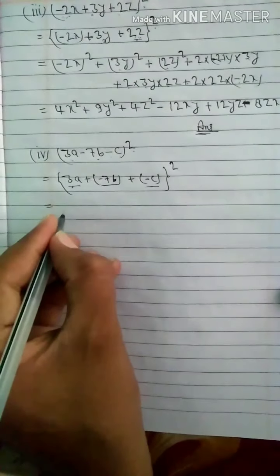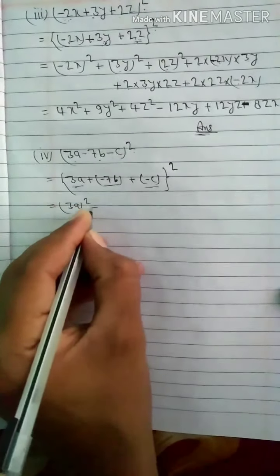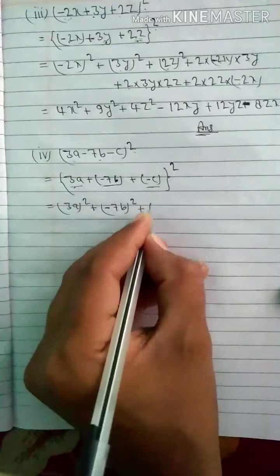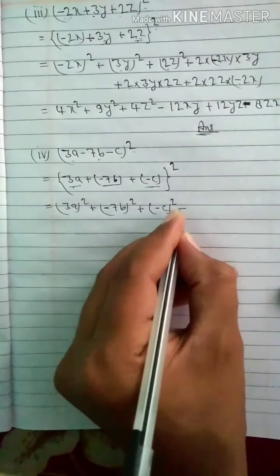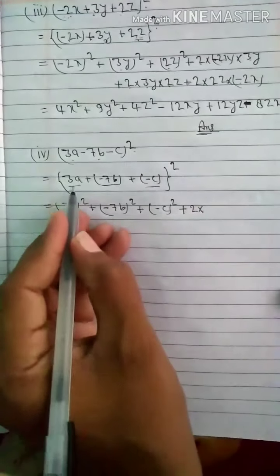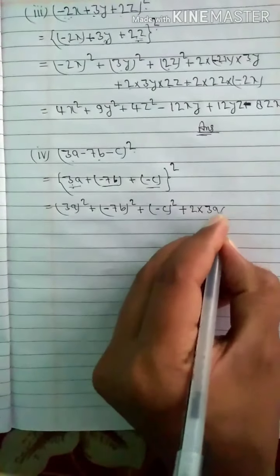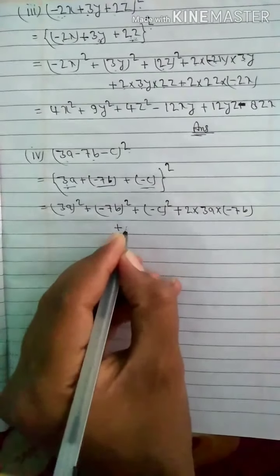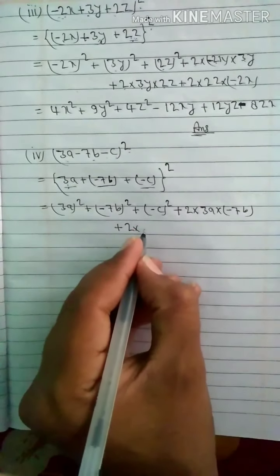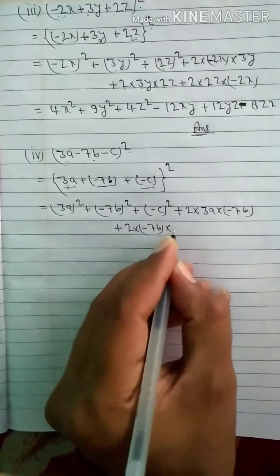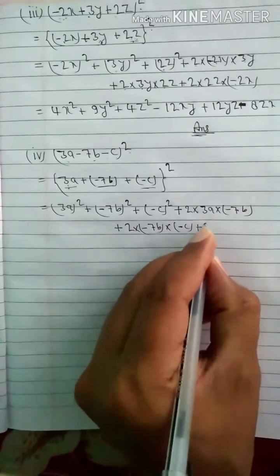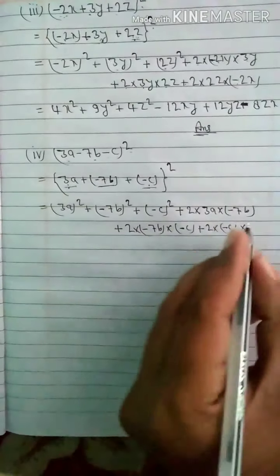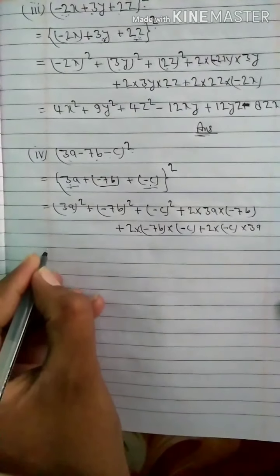So now using the identity: a square, (3a) whole to the power 2, plus b square, (−7b) whole to the power 2, plus c square, (−c) whole to the power 2, plus 2ab, so 2 into a into b, 3a into −7b, plus 2bc, so 2 into b into c, −7b into −c, plus 2ca, so 2 into c into a, −c into 3a. And now simplify this.